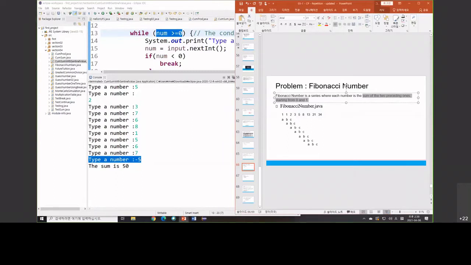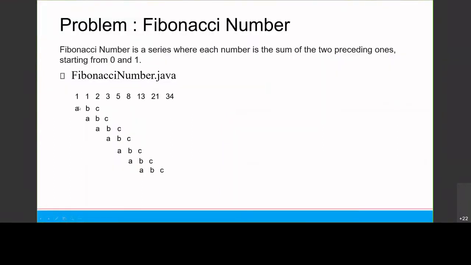So I give you this information. Let's suppose I have three variables, A, B, and C. So the A and B will be the values for the first and the second, and then C will be the total. So every time I do this, I need to do something like C will be A plus B, okay, and then the new A will be the previous B, and the new B will be the previous C.